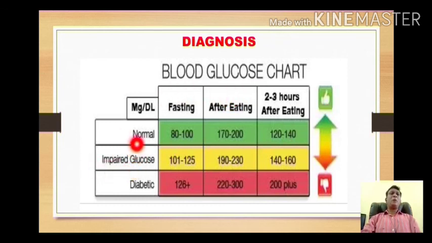For a normal person, the fasting level of glucose is 80 to 120 milligram per deciliter. Deciliter here stands for 100 ml. That means for a normal person about 80 to 120 milligram of blood glucose is permitted per 100 ml of blood. Fasting here stands for the condition when we do not consume any food. So in fasting condition, the normal blood glucose level is 80 milligram per deciliter.